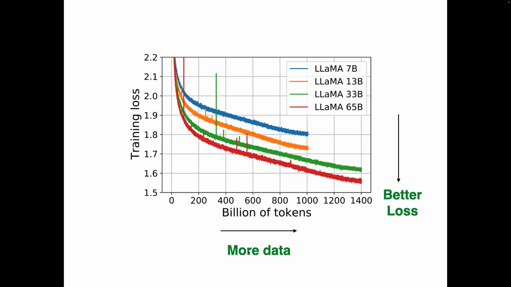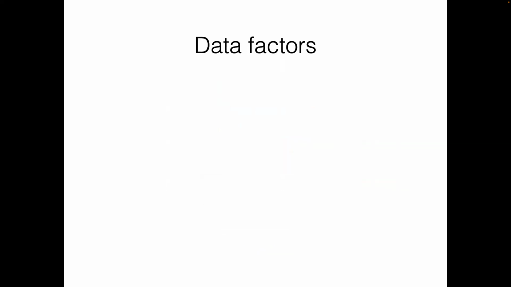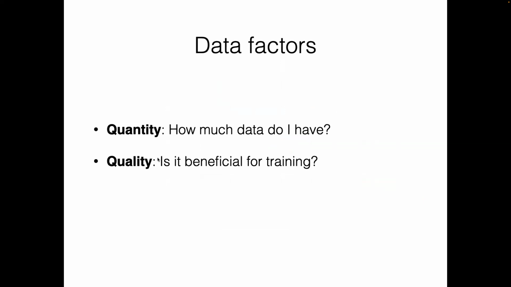So first, we observed that when you have more data, you generally get a better loss. So clearly the data is important. But there's maybe three key factors in the data. One is just how much data do you have? Again, maybe just more data is better. But then it turns out that also the quality of the data is important. And so we'll look at some examples of what that means.